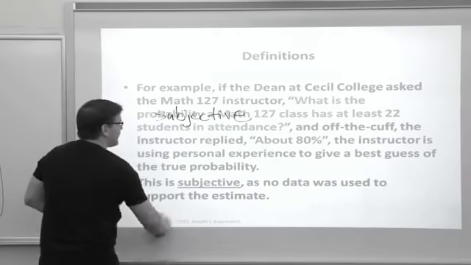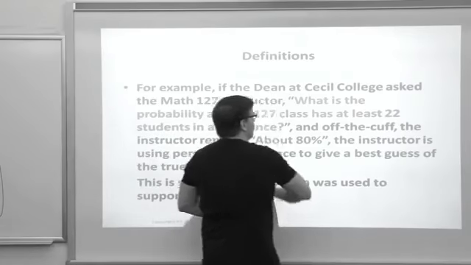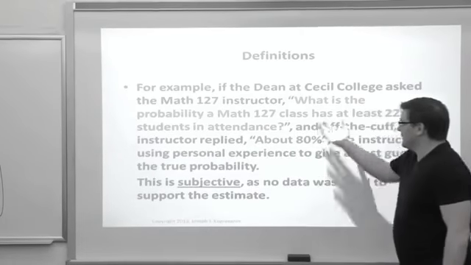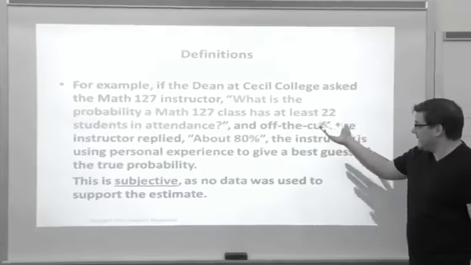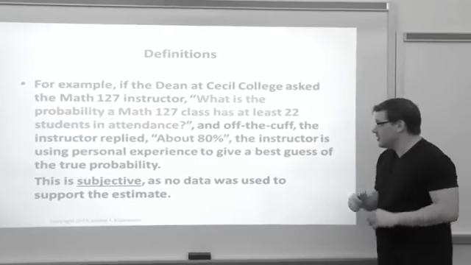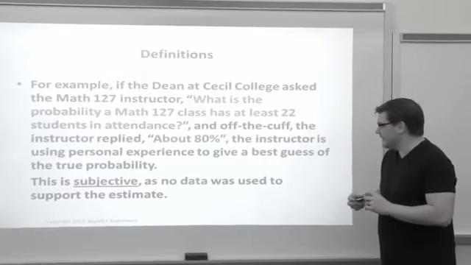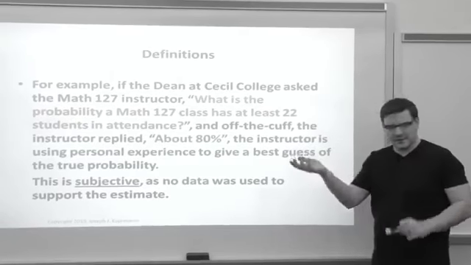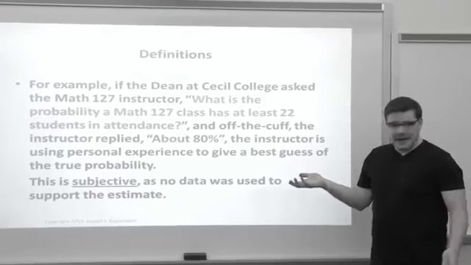Here's a Cecil College example. Suppose I'm just walking down the halls and the dean at Cecil College asks me, what's the probability that a Math 127 class has at least 22 students in attendance? And off the cuff I just reply, well, it's about 80%.